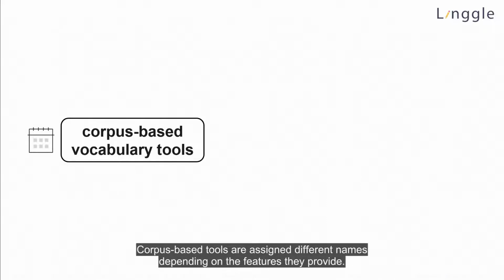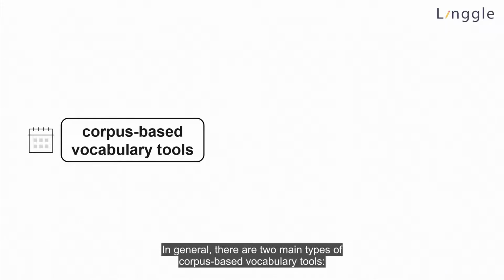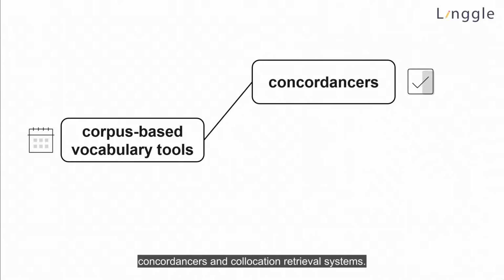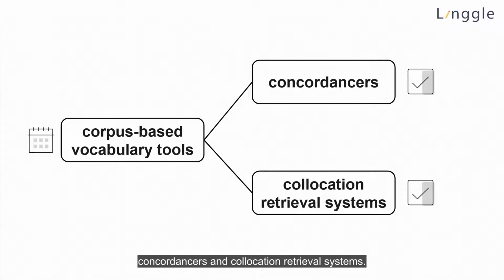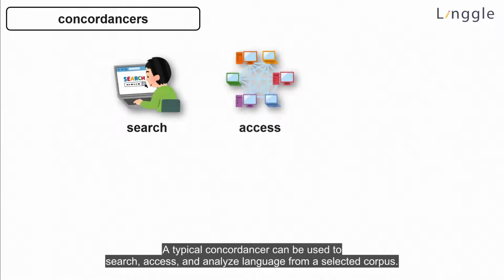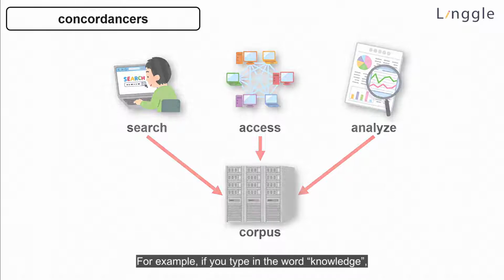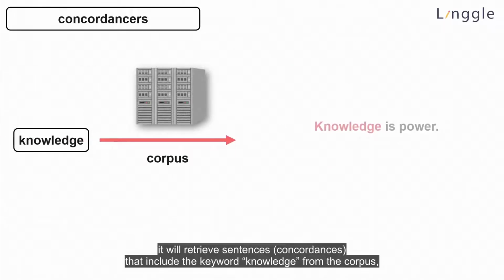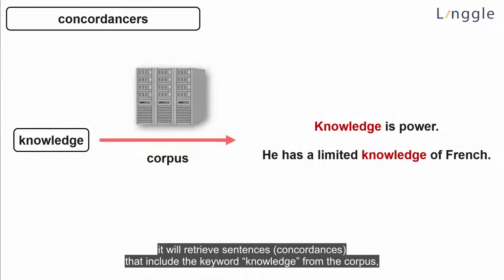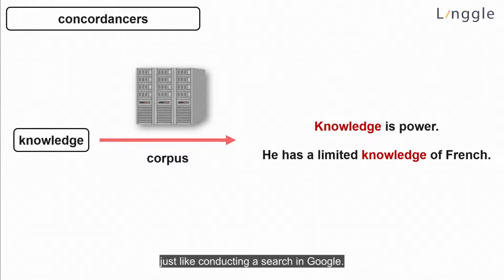Corpus-based tools are assigned different names depending on the features they provide. In general, there are two main types of corpus-based vocabulary tools: concordancers and collocation retrieval systems. A typical concordancer can be used to search, access, and analyze language from a selected corpus. For example, if you type in the word knowledge, it will retrieve sentences or concordances that include the keyword knowledge from the corpus, just like conducting a search in Google.